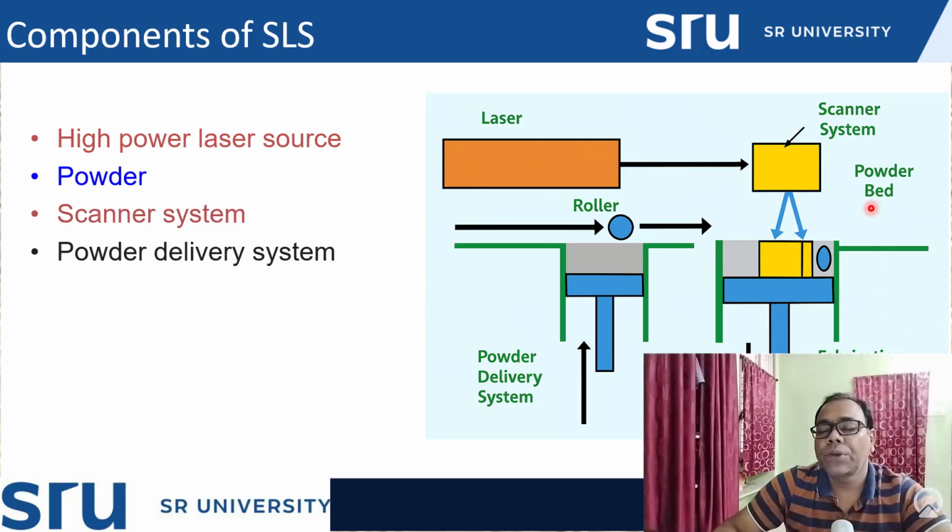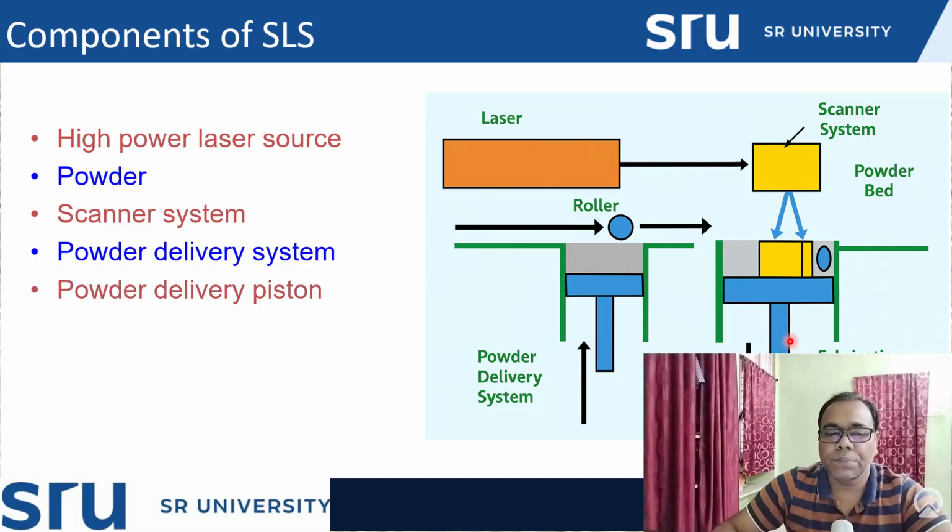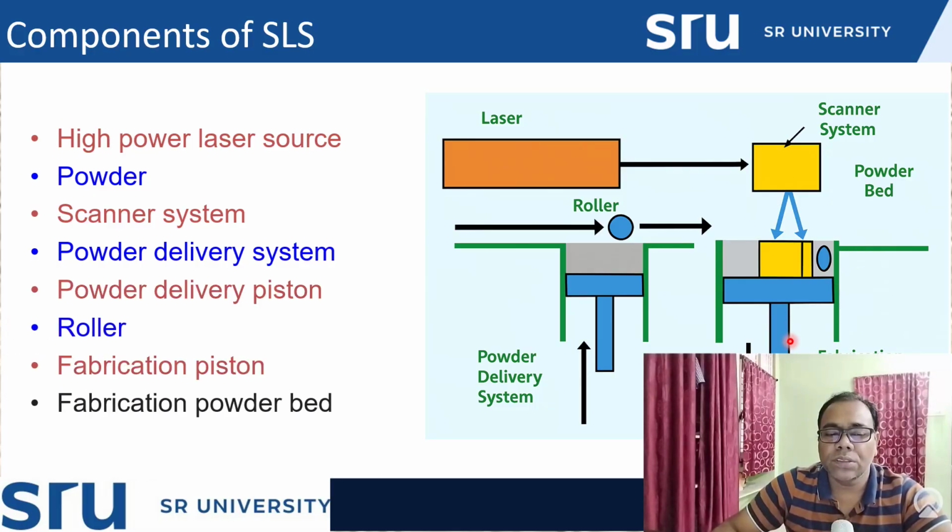Similarly, we require the powder delivery system, as we have discussed. Then the powder fabrication system. Similarly, rollers and fabrication pistons. This is the fabrication piston. Functionally, this fabrication system itself will act as the powder bed. So these are the different components of the SLS process.